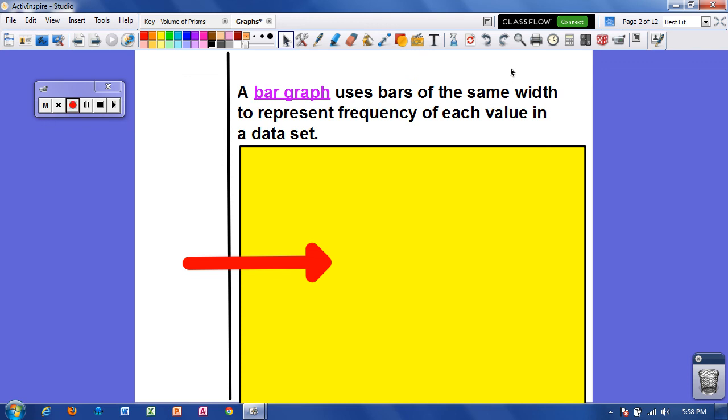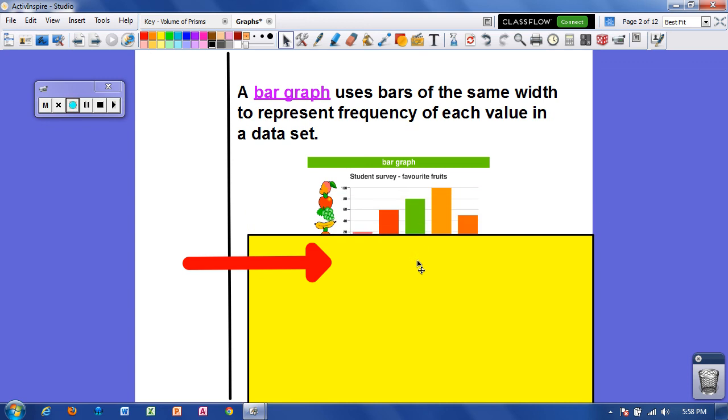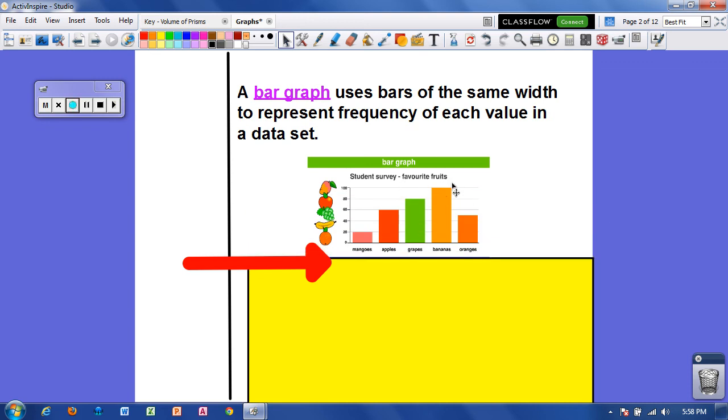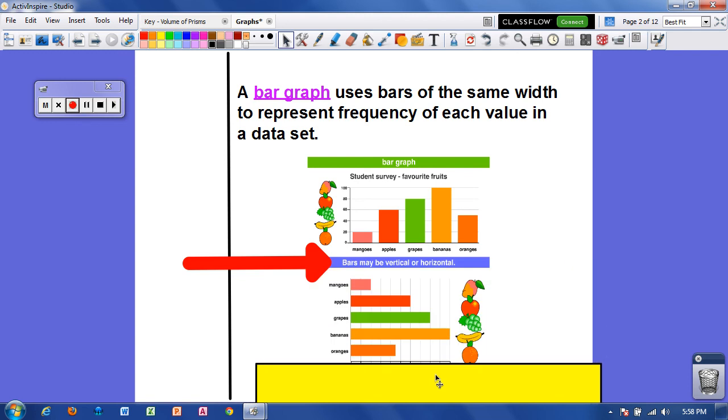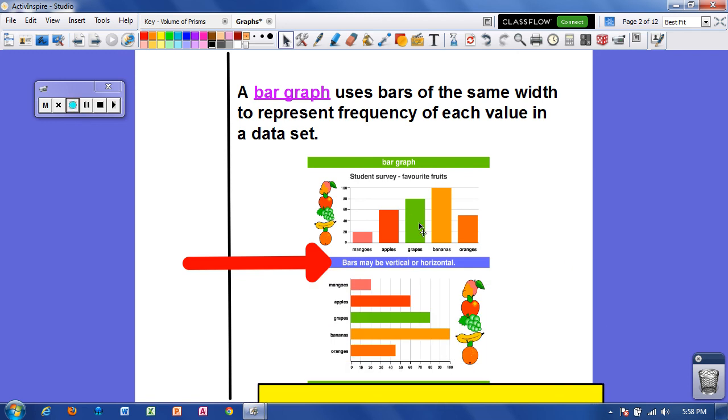Now, the first way we could display it is a bar graph. That uses bars of the same width to represent frequency of each value in a data set. Frequency is just telling you how many times something happens. So, in this survey of favorite fruits for students, we see that we have 20 students who favor mangoes, 60 students who favor apples, 80 students who favor grapes, and so on. Now, these bars can be represented vertically or horizontally. These are vertical, and then below we have the exact same data, but it is represented with horizontal bars.